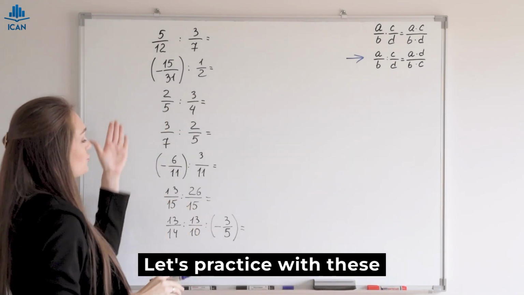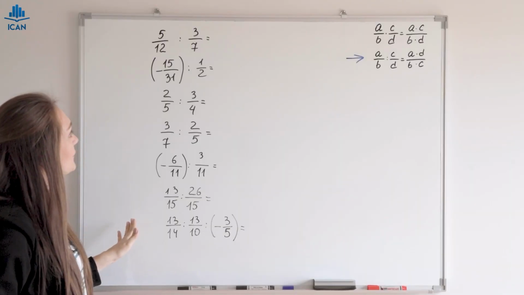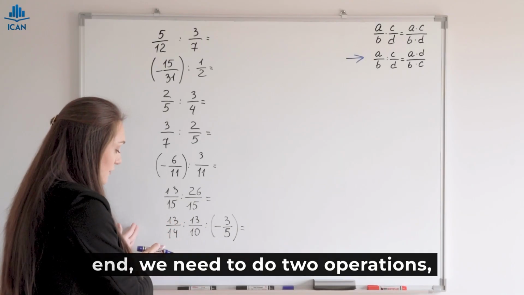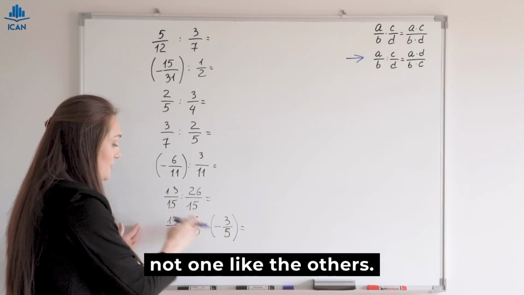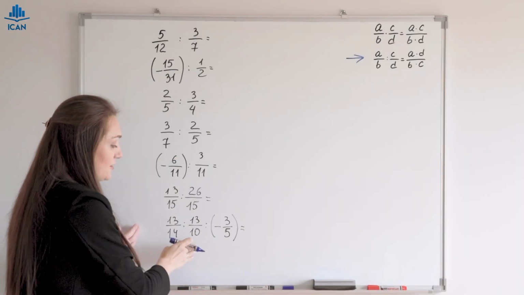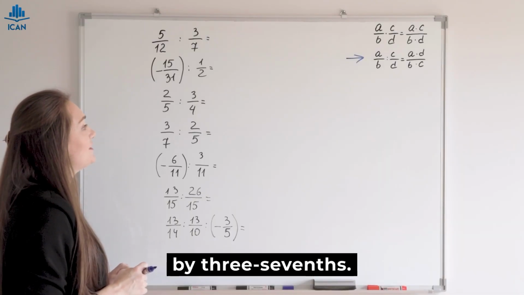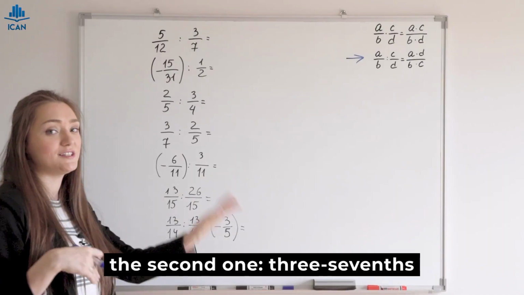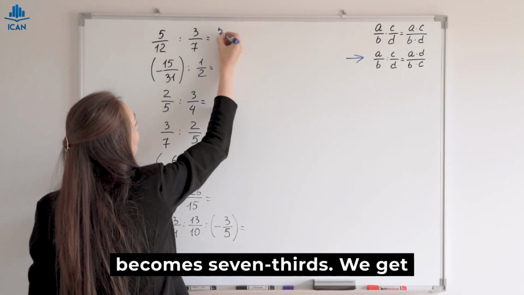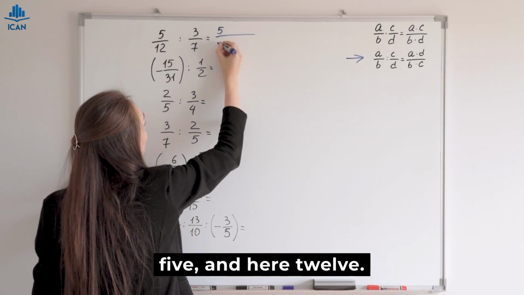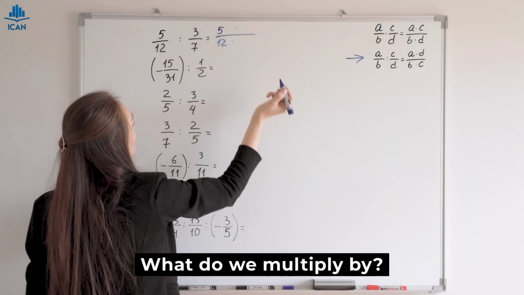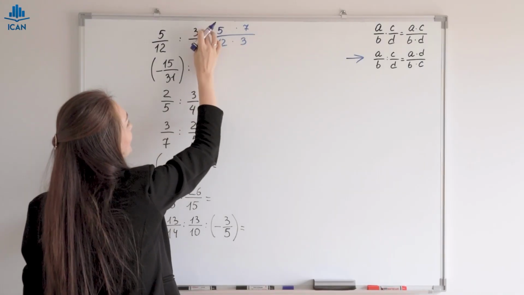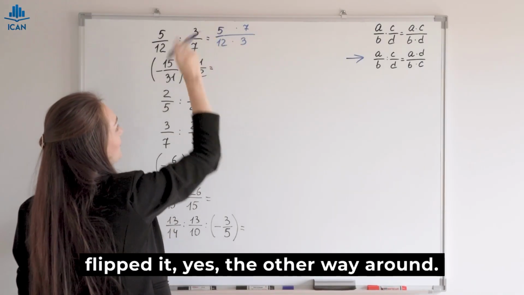Let's practice with these 7 examples. There are both positive and negative numbers here. At the end, we need to do 2 operations, not one like the others. 5/12 divided by 3/7. We flip the second fraction. 3/7 becomes 7/3. We get 5 and here 12. What do we multiply by? By 7 and 3. So we flipped it, yes, the other way around.